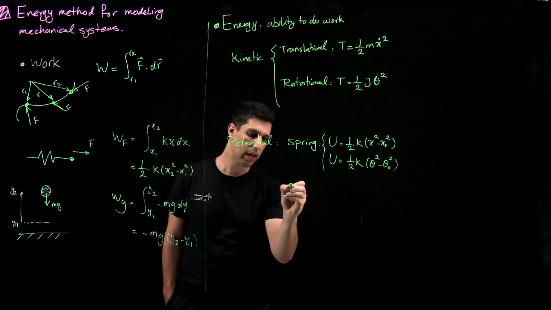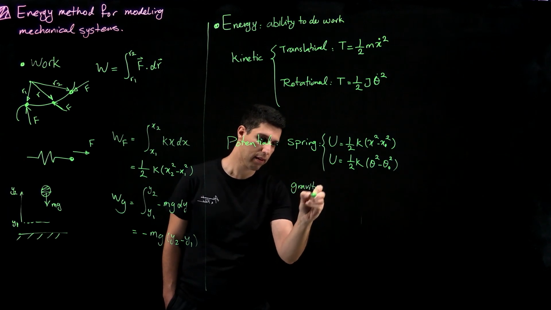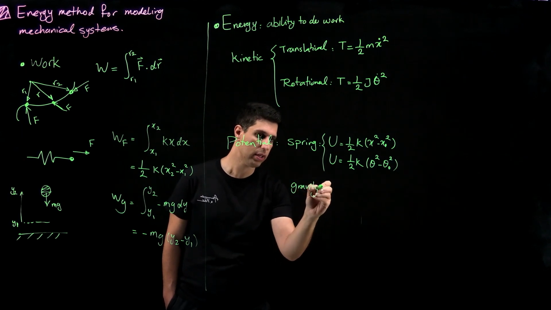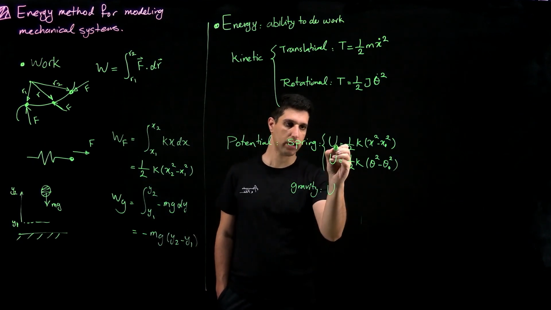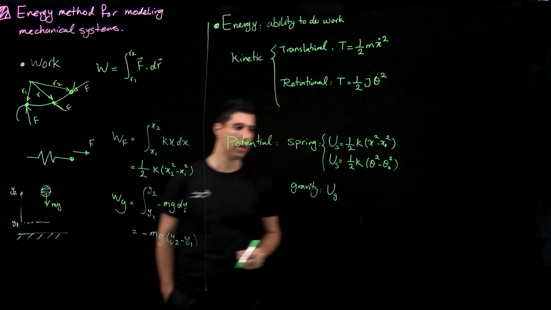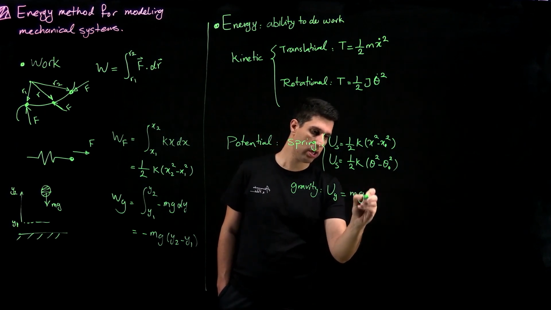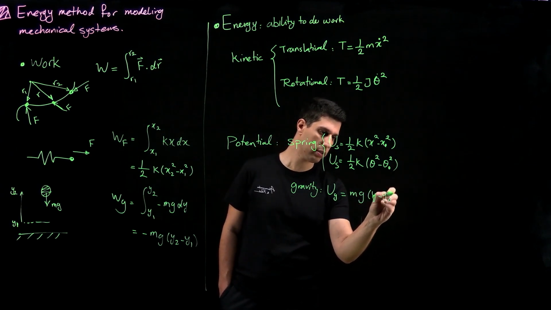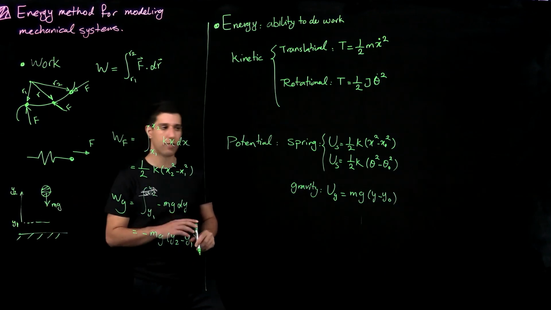And we also have gravitational potential energy. Gravity, where U, let's call this UG, is mg times y minus y naught, and y naught is any arbitrary reference point we can choose.